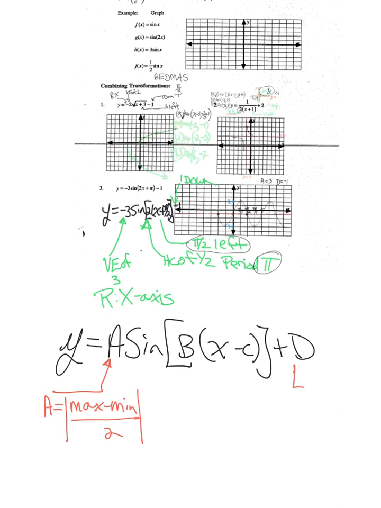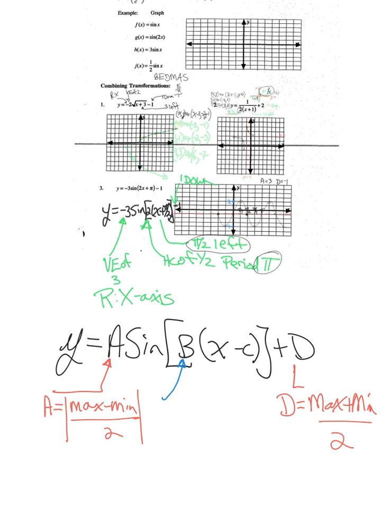The D is your displacement. It's like the center or like the average. And to find an average, you just take a max, add the min, and divide by 2. Okay, the D can be negative, it just was in the graph we just did. Okay, so the A and the D affect the vertical component. The B and the C affect the horizontal component.